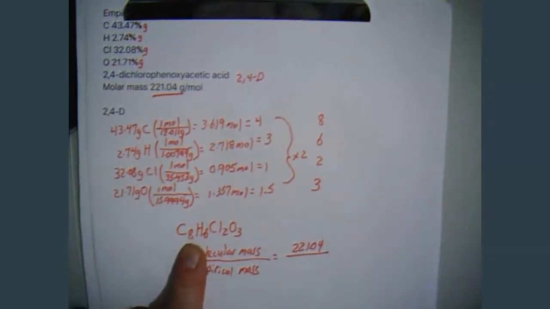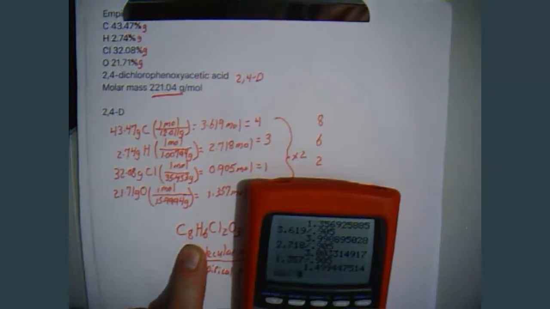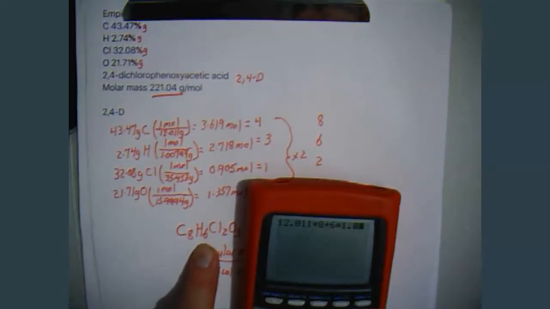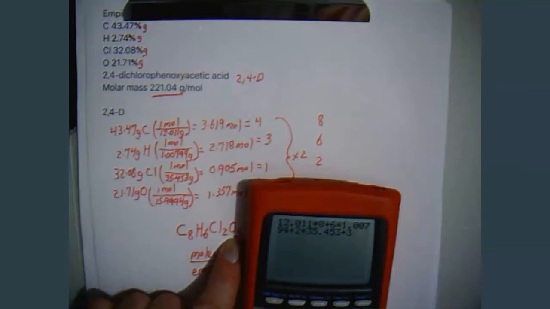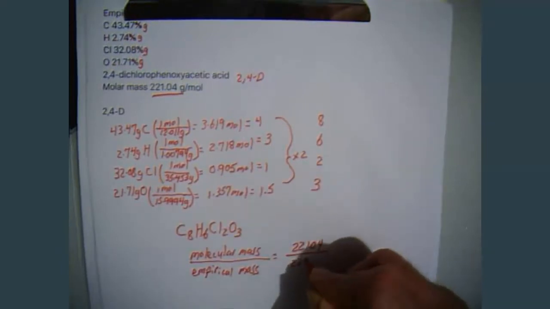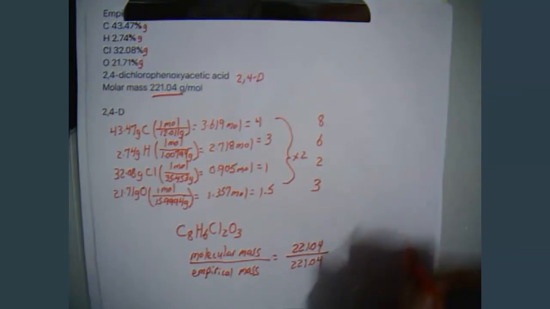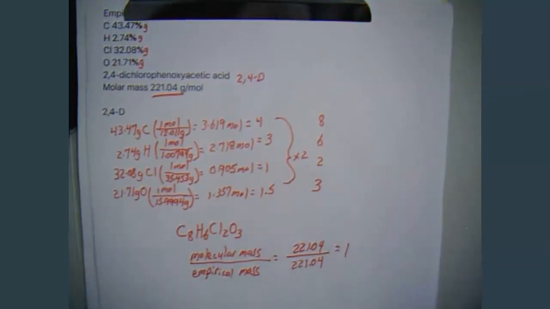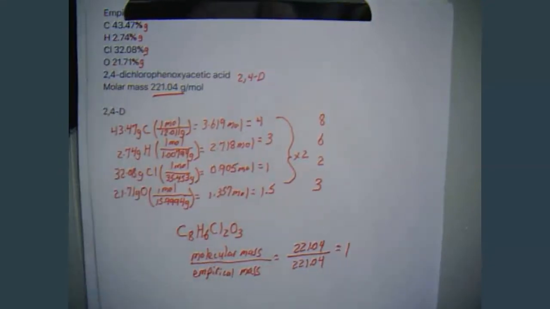And so in this case, we have 221.04 grams per mole. And now I have to add up 8 carbons: 12.011 times 8, plus 6 hydrogen, plus 2 chlorine, plus 3 oxygen, gives me a mass of 221.04. So it turns out in this case that the empirical formula and the molecular formula are one and the same. Now, that's not always going to happen.